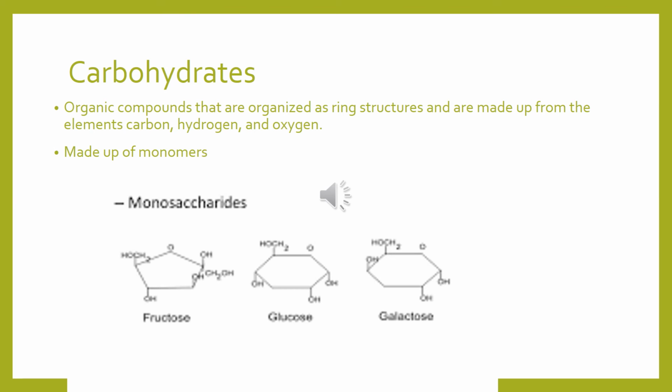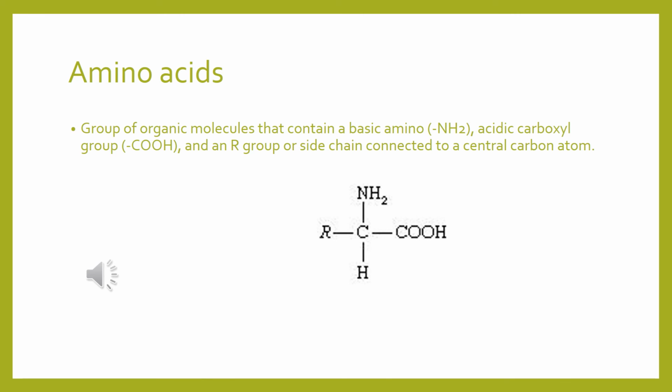Carbohydrates are organic compounds that are organized as ring structures and are made up of the elements carbon, hydrogen, and oxygen. They are created from monomers, and below are examples: fructose, glucose, and galactose. Amino acids are groups of organic molecules that contain a basic amino group, a carboxyl group, and an R group or side chain connected to the central carbon atom.